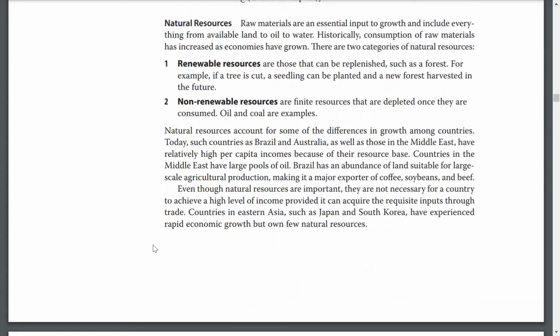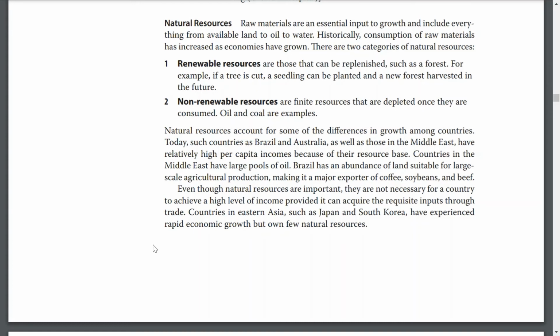Natural resources account for some of the difference in growth among countries today. Some countries, such as Brazil and Australia, as well as those in the Middle East, have relatively high per capita income because of their resource base. Countries in the Middle East have large pools of oil. Brazil has an abundance of land suitable for large-scale agricultural production, making it a major exporter of coffee, soybeans, and beef.